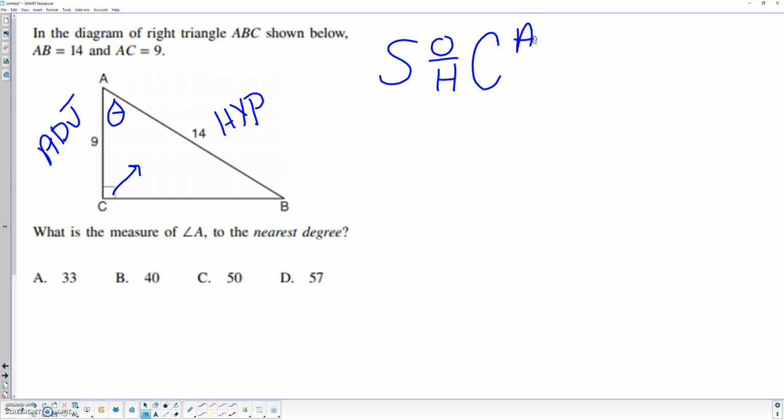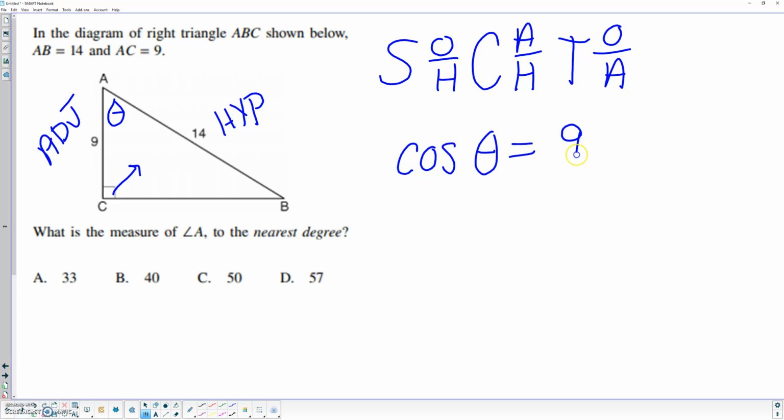Okay, so we're going to write down SOHCAHTOA on the side of our paper. All right, so the ratio that involves the adjacent side and the hypotenuse is cosine. All right, so we're going to set this up as cosine of theta, because we always do cosine of our angle, equals the adjacent side 9 over the hypotenuse 14. All right, and then to solve this, we're going to use an inverse operation. So we're going to do inverse cosine 9 over 14.